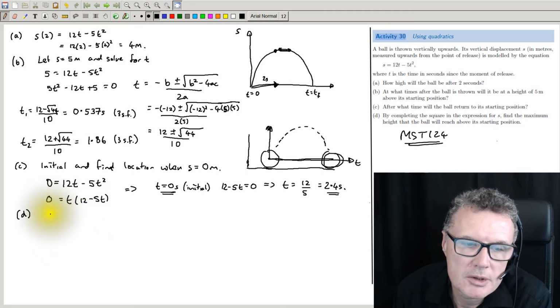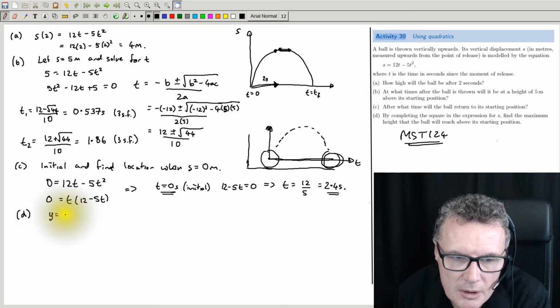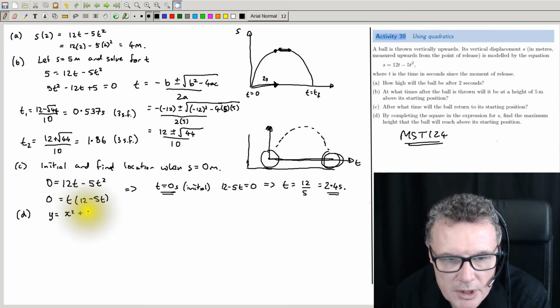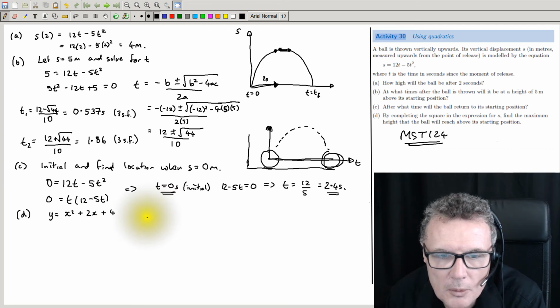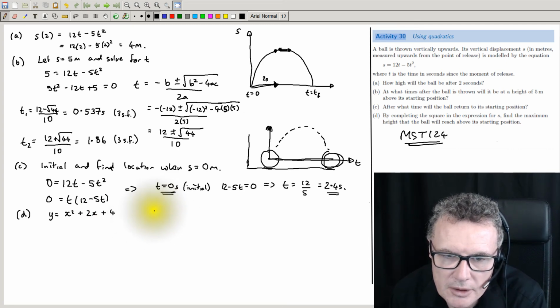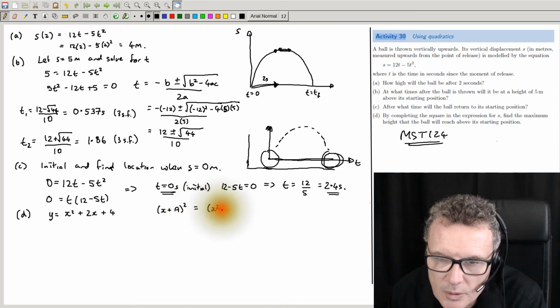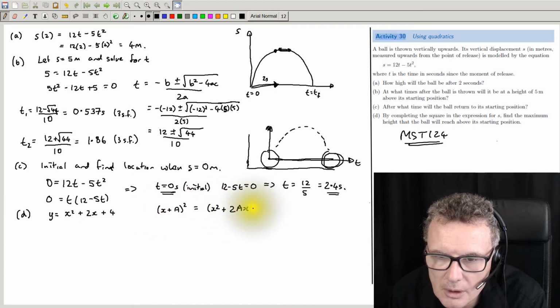Okay. The thing with completing the square, however, is that we really want to do it so that it's in the form of, let's say, x squared plus, putting some numbers here, 2x plus 4, say. What completing the square does is it looks at this term here, x plus a, and then squares it. And you can see you get x squared, you get x times a twice, and then you're going to get a squared.